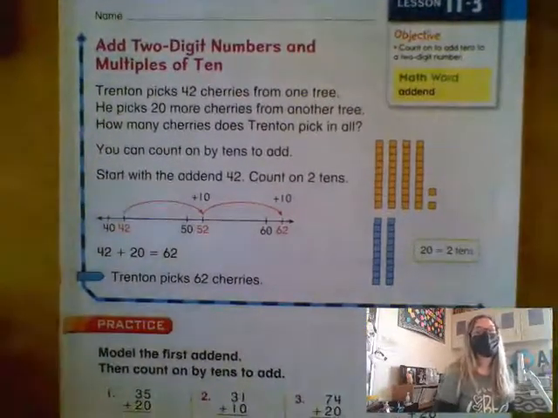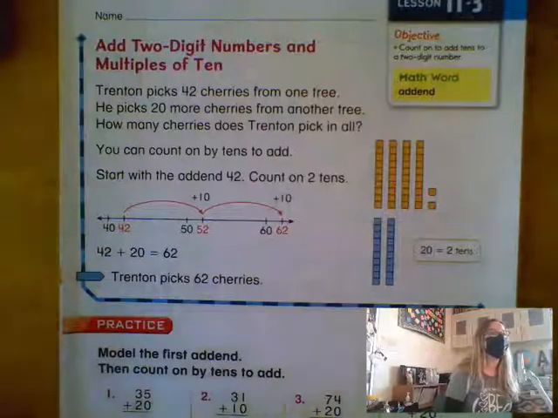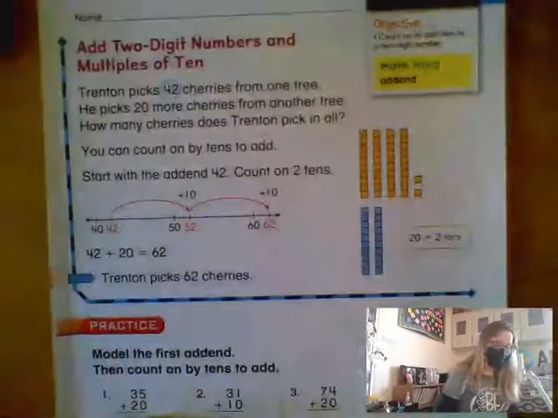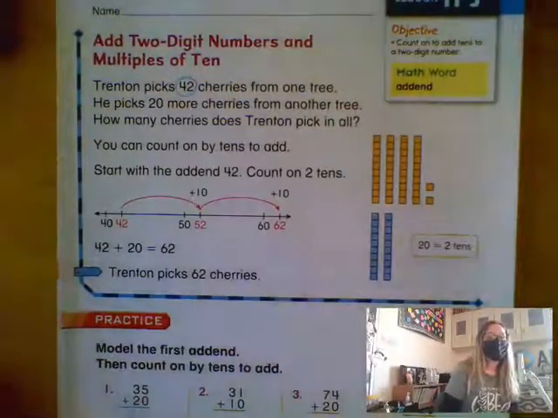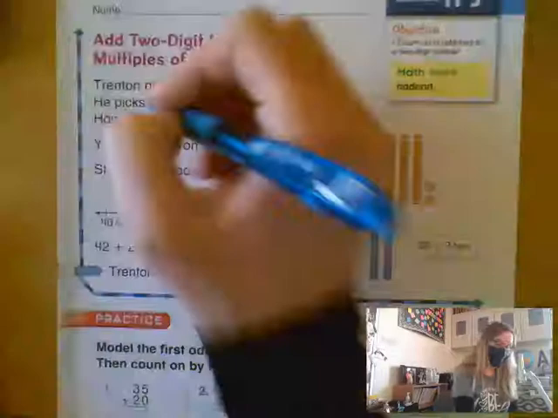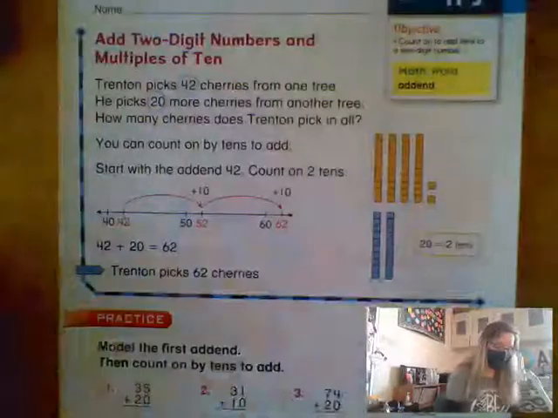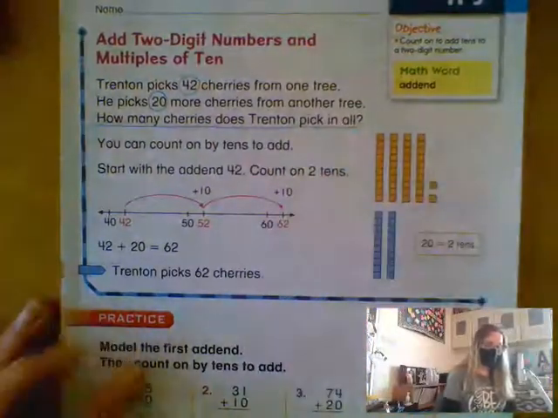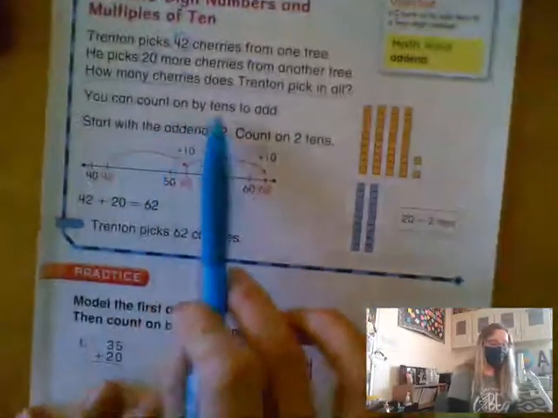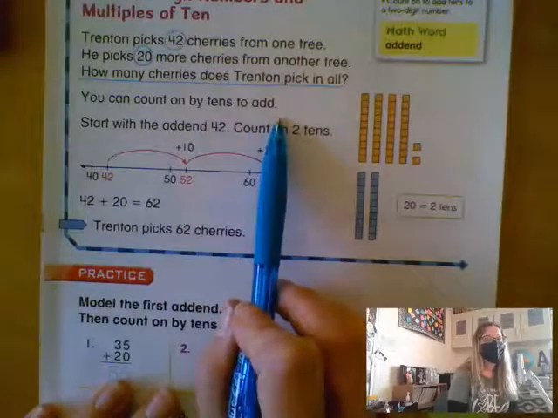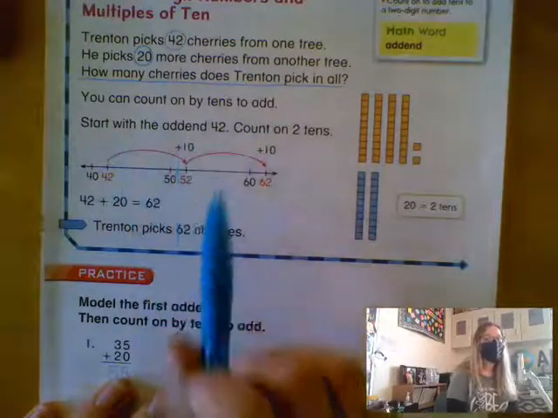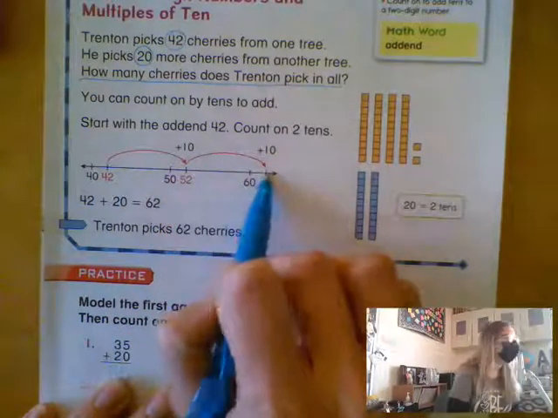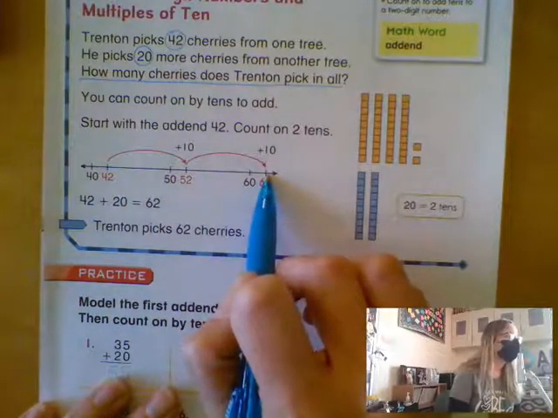So it says Trenton picked 42 cherries from one tree. Would you all circle 42 cherries? He picks 20 more cherries from another tree. Circle 20 more. How many cherries does Trenton pick in all? You can count on by tens to add. So if you start at 42, you can count 52, 62. You see how that works?